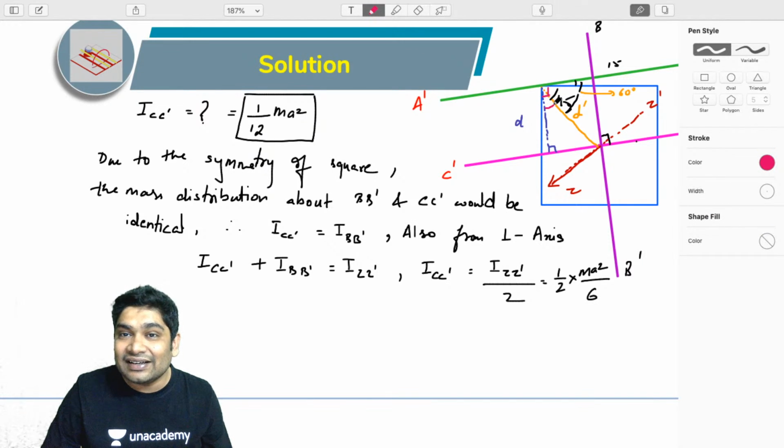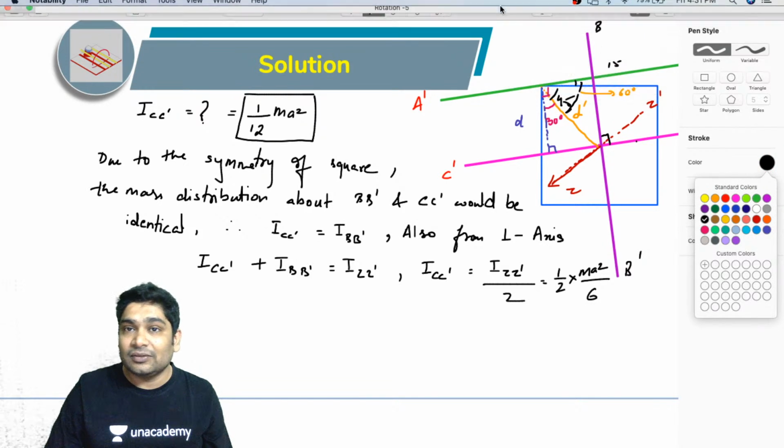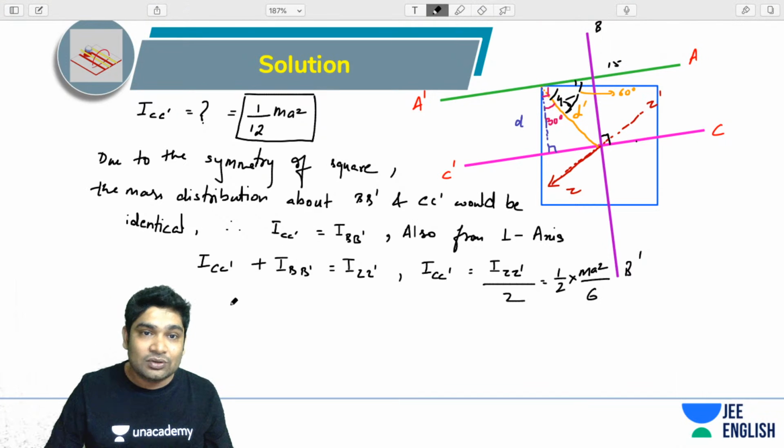So what is this angle? This is going to be 30 degrees. Okay, and this was 90. Now you realize you can find D because you know D dash. D dash is half the diagonal, right? So once you know D dash, then you can calculate D. Okay, so now let's go about it.